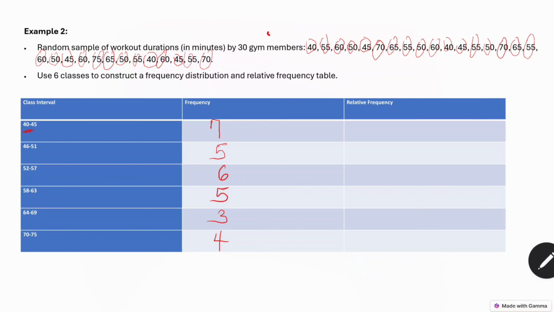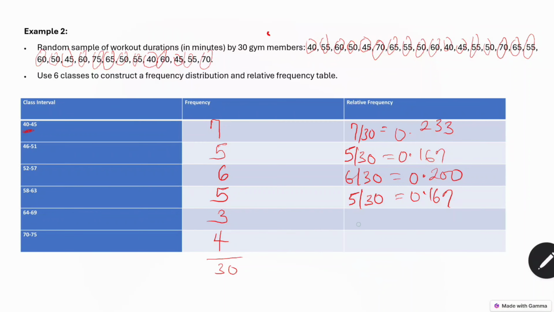So for the relative frequency, using the same method, if you find the sum of these, the sum should be 30. And for the relative frequency, we have 7 over 30. This gives 0.233. 5 over 30, which is 0.167. 6 over 30, 0.200. 5 over 30, 0.167. 3 over 30, 0.100. 4 over 30, 0.133. So this is what we have as the relative frequency. If you sum this up, it's going to be 1.